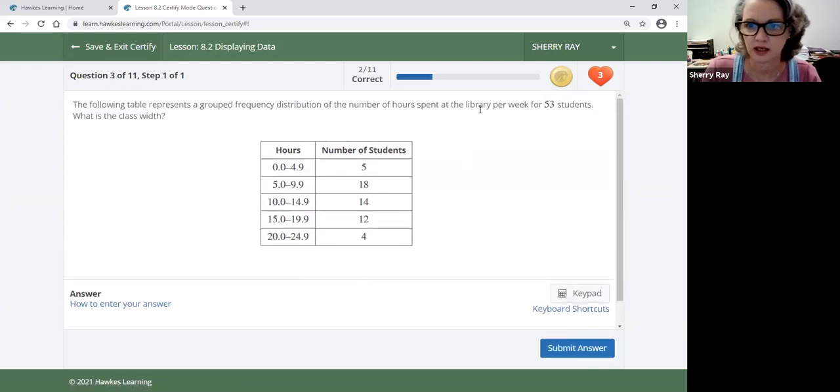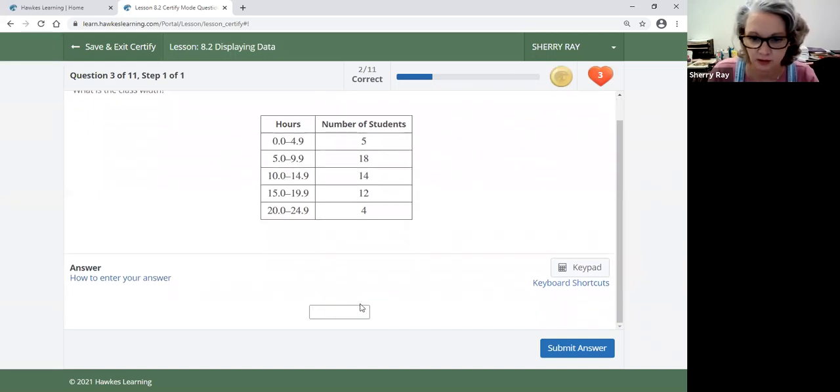On the next one, what is the class width? So what you can do is just take the lower end of the first class and the second class and subtract that. So 5.0 minus 0.0 would be 5.0. I don't think it makes a difference if you put a 0.0.